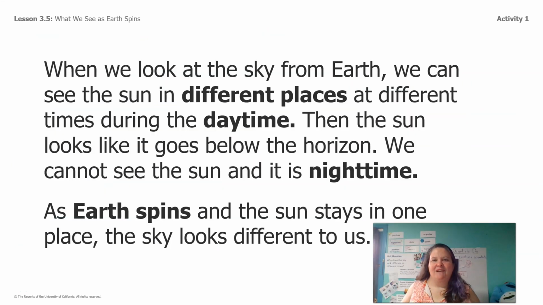When we look at the sky from Earth, we can see the sun in different places at different times during the daytime. Then the sun looks like it goes below the horizon. We can't see the sun and it's nighttime. As Earth spins and the sun stays in one place, the sky still looks different to us. So even though it looks like it's the sun that's moving, what's moving? Yeah, it's the Earth that's moving.